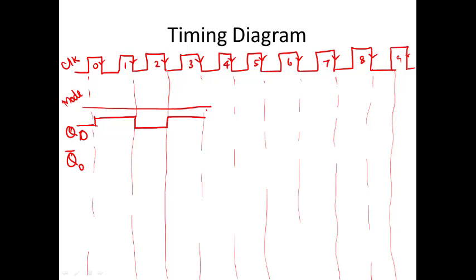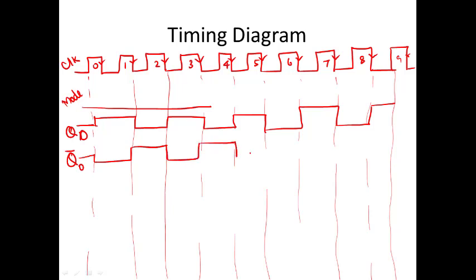For each clock transition, your Q0 will be like this, continuously. Okay, and Q0 bar is vice versa, just the complement of Q0. Keep in mind your Q0 is going to be the LSB of your counter, Q1 is going to be the MSB of your counter. So this is about your Q0.